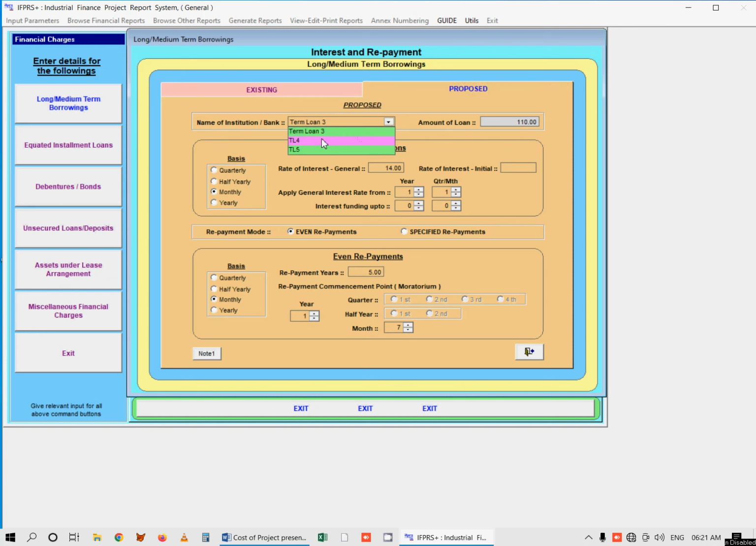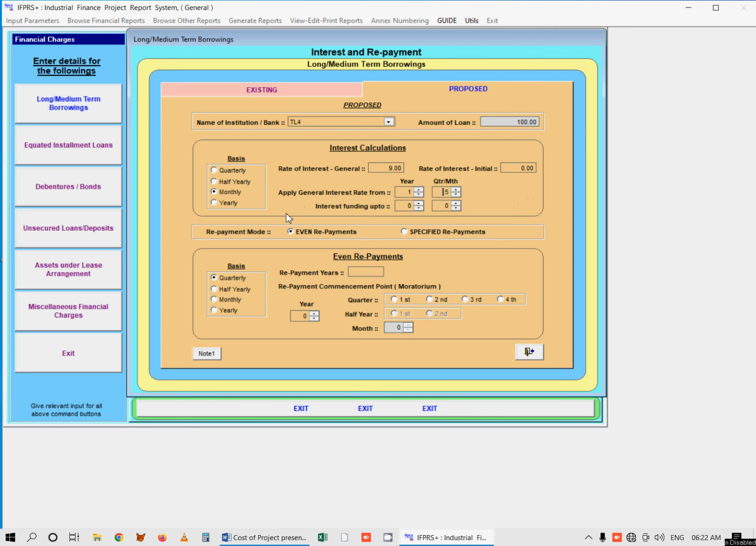We pick up the newly defined TL4. State the basis of interest calculation as quarterly, half yearly, monthly or yearly. Rate of interest, say 9% as general and 0% as initial under a 2-tier interest arrangement. For example, now we being in September, we want the general interest to be applied from year 1 and month 5 with the initial interest rate as 0.